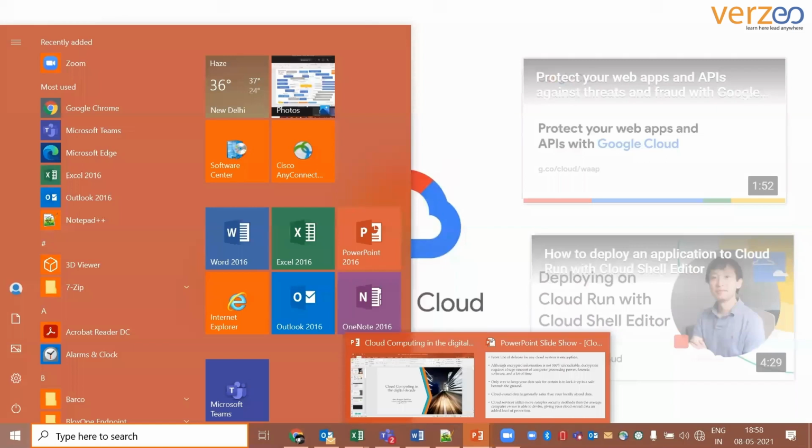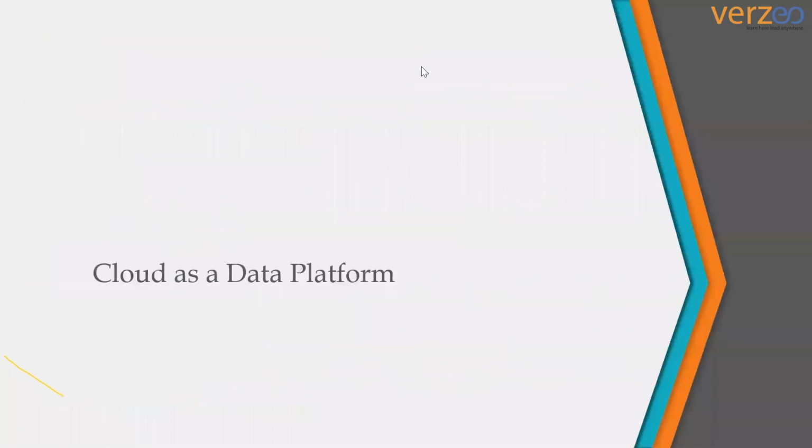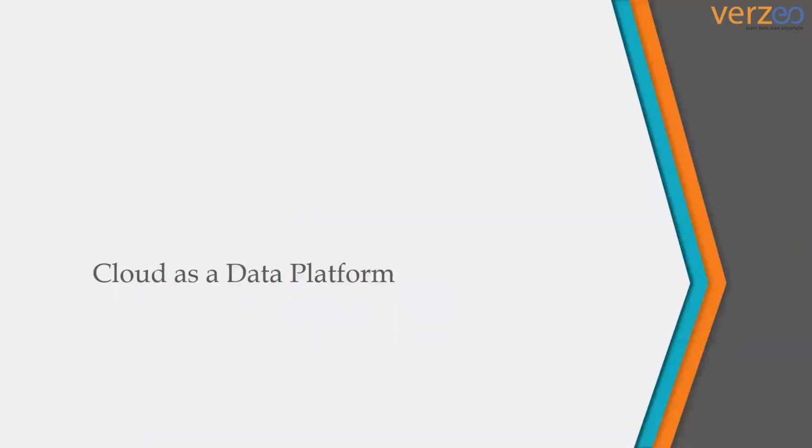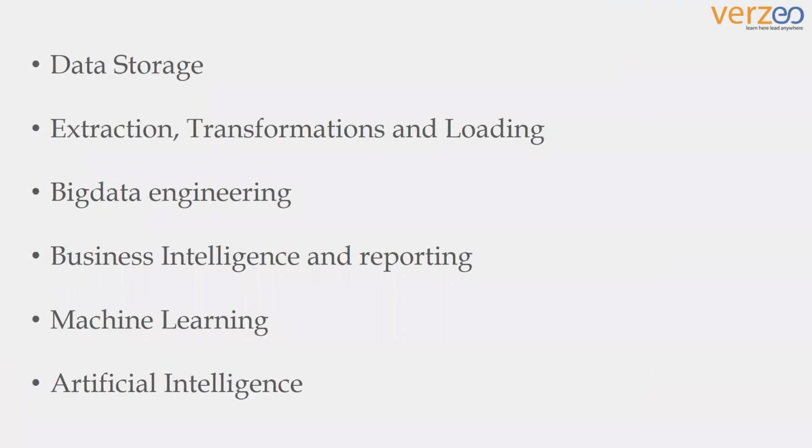So guys, I hope you saw and understood how it is to store data, how secure your data is, the physical security of servers, and how they destroy disks when the client says so, right? So data as a service, guys: there are a lot of services that AWS, Azure, and Google give you to do data storage, ETL activity, big data engineering, business intelligence, machine learning, and also artificial intelligence.